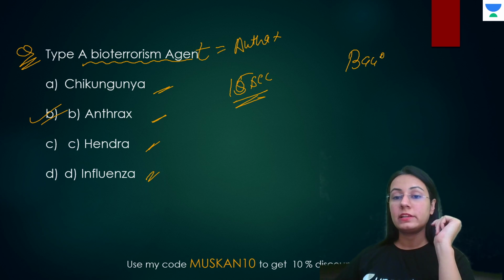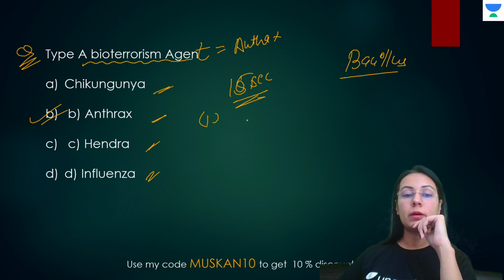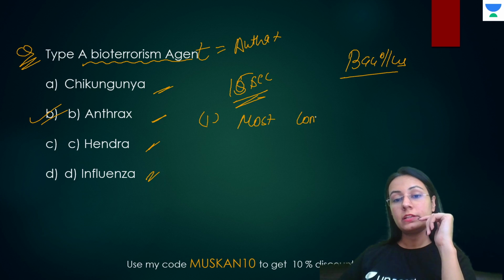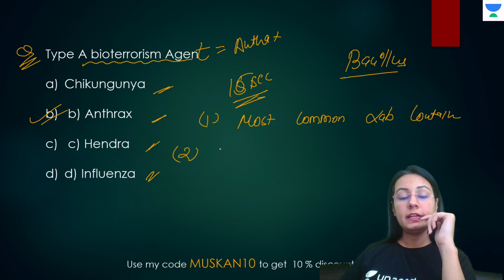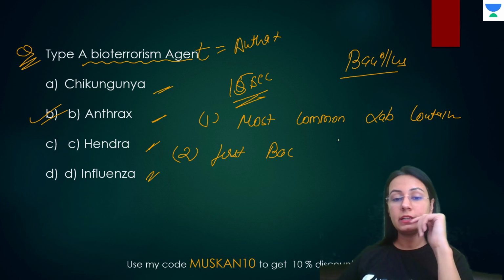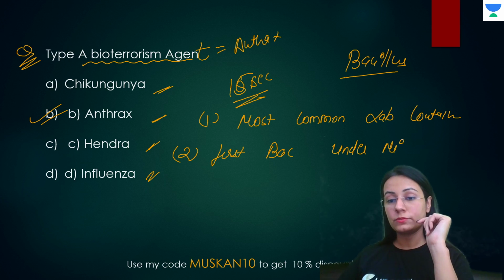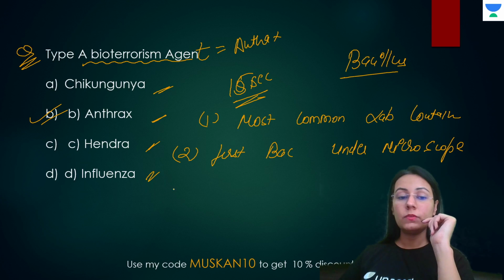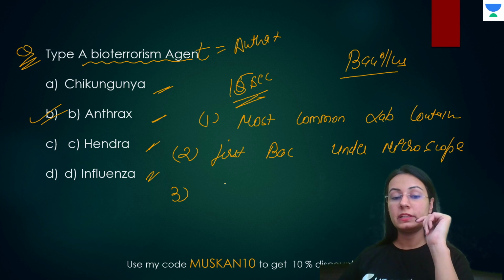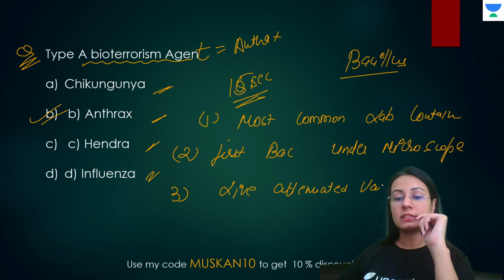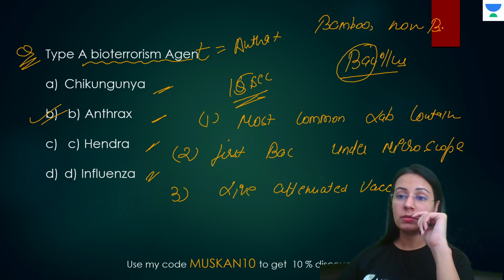When we talk about Bacillus anthracis, what are the key points that we need to remember? It is the most common lab contaminant, and it is the first bacteria that was seen under the microscope. Another important point is that it is the first bacteria against which a live attenuated vaccine was developed. They are bamboo shaped, and they have non-bulging spores.